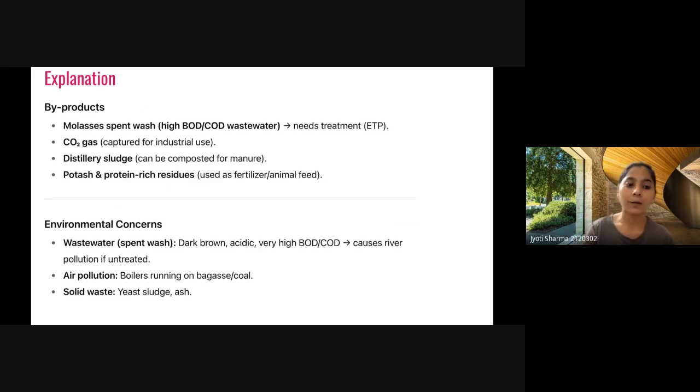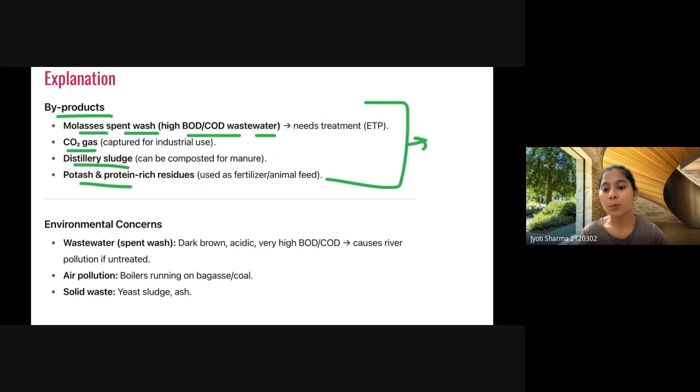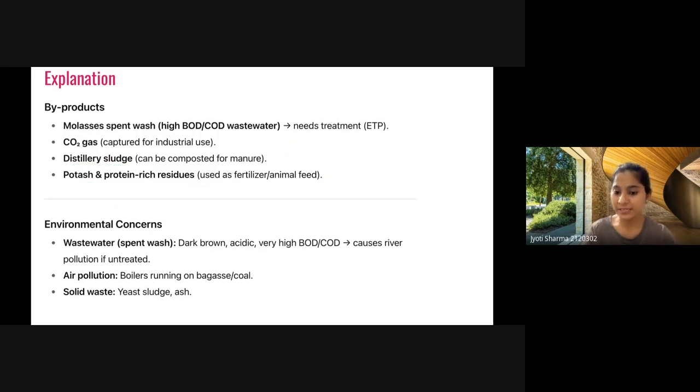Okay, so the byproduct of distilleries will be molasses spent wash that will have high BOD or COD wastewater. It will give you CO2 gas. It will give you sludge as well, and it can also give you potash or protein rich residue. And this is a concern for us, how we can dispose of this, how we can treat this before releasing it into the atmosphere or into the river. Even if we are giving it as a runoff in the river, then it should be treated. So these are the major environmental concerns that we have from distilleries.